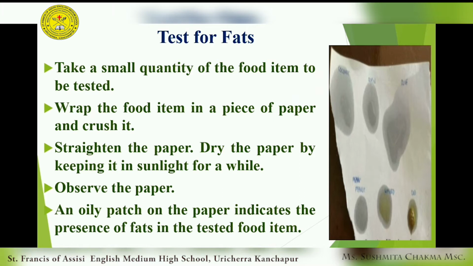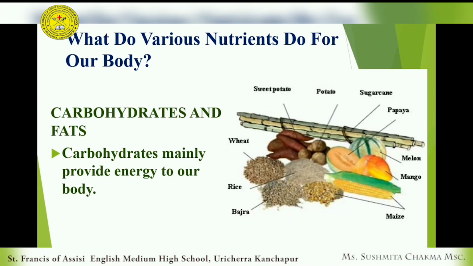So you can see that oily patch. That is actually the formation of a translucent spot. So this is how we can test for fats. Now, what do various nutrients do for our body? Now, carbohydrates and fats.